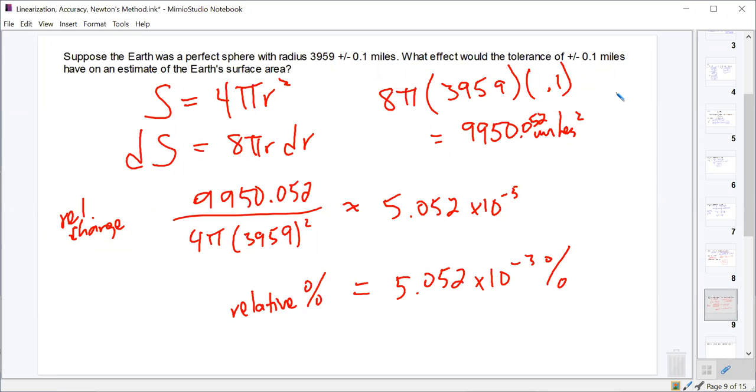So we're not really off, even though it's 9,950 square miles, it's really only 0.005% off. It's not very much in terms of how big of a thing that we've got. The percentage, remember, we're just multiplying by 100 for the percentage, so from negative fifth to negative third power. Percentage change.